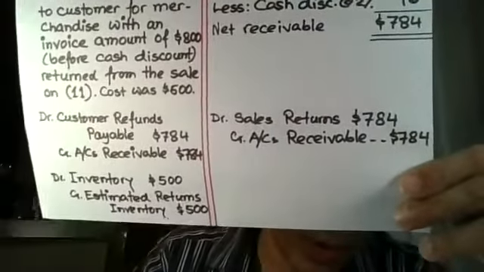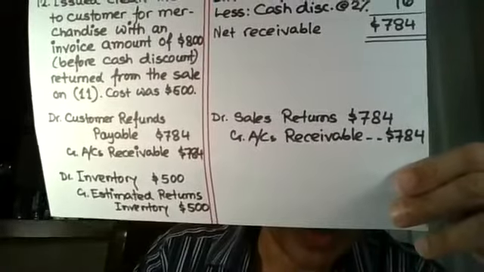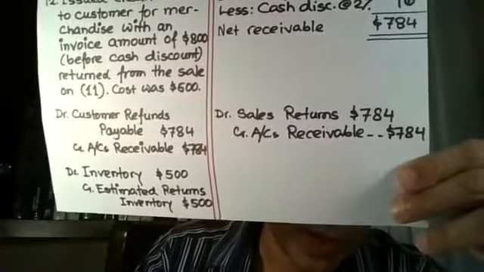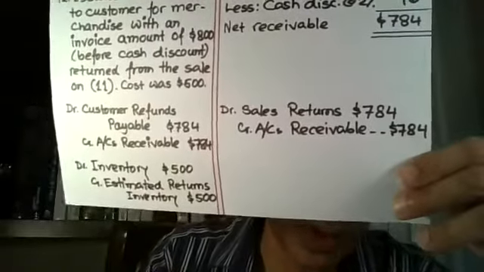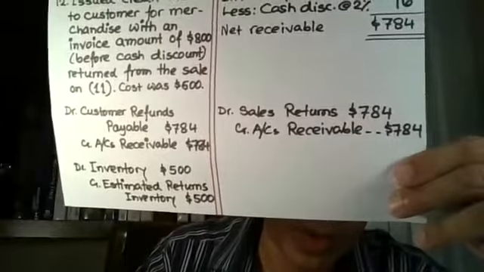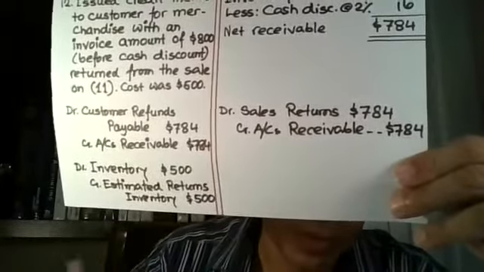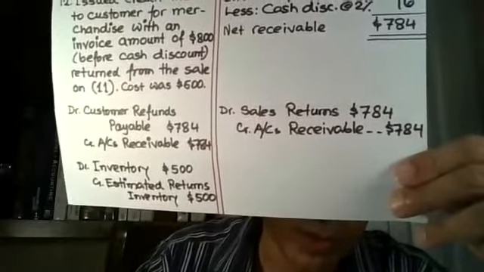Under the periodic method, you have sales returns, the amount after the discount. So both perpetual and periodic are using the net method. The net method is more customary. We're expecting the customer to take advantage of the discount. And when we are the customer, we also take advantage of the discount.